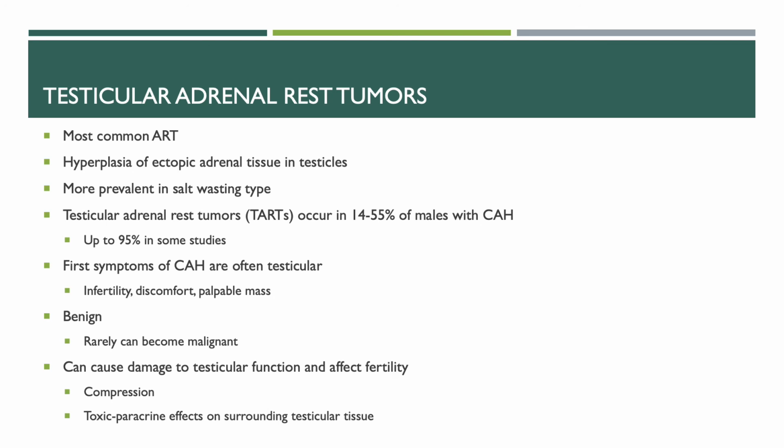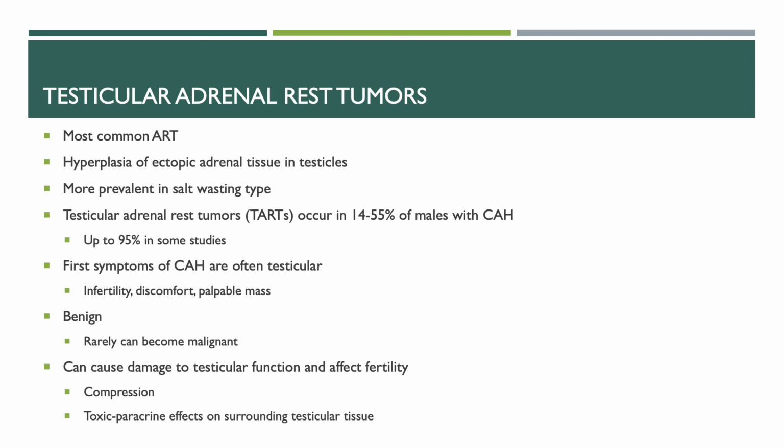Testicular adrenal rest tumors are the most common type of adrenal rest tumors. Testicular adrenal rest tumors are the result of hyperplasia of ectopic adrenal tissue within the testes. These tumors are more prevalent in the salt-wasting type of congenital adrenal hyperplasia. TARTs affect anywhere from 14 to 95% of males with CAH.